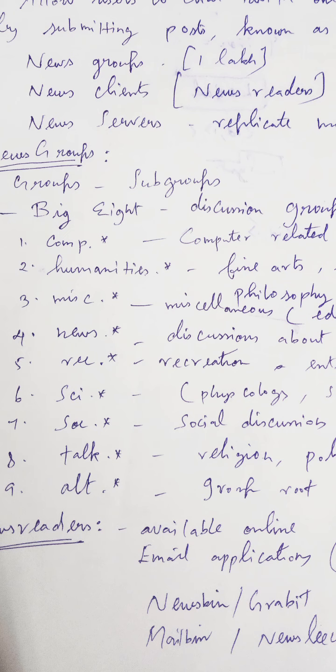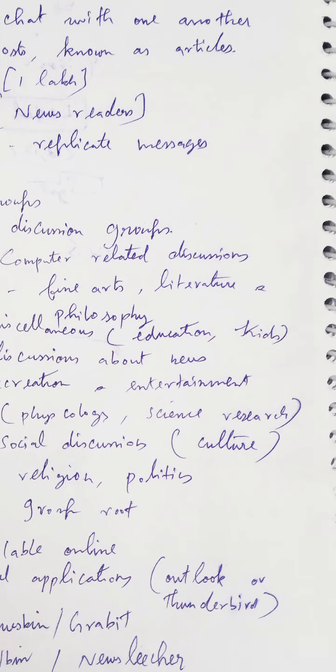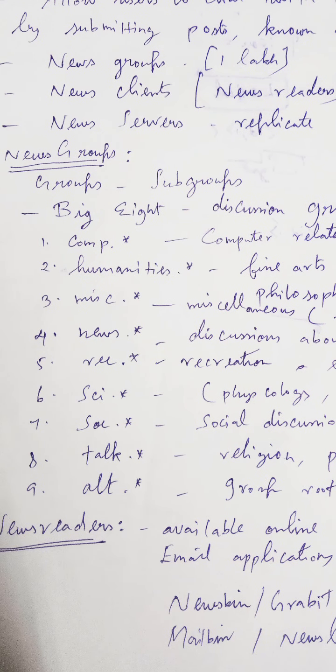SOC stands for social. So social discussions, any culture. So we have various cultures and various peoples. So to discuss about their cultures, they have used this particular group. And next group is talk, in the sense they used to discuss some religion and politics. So we have this particular group, talk group.